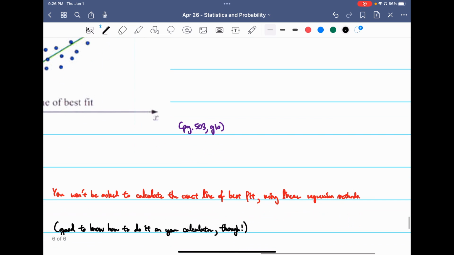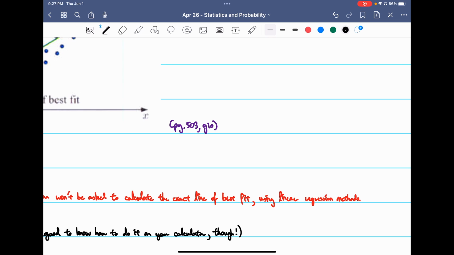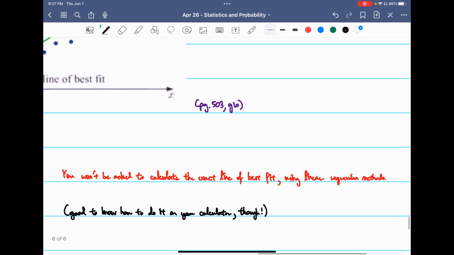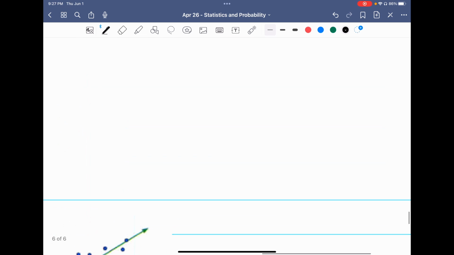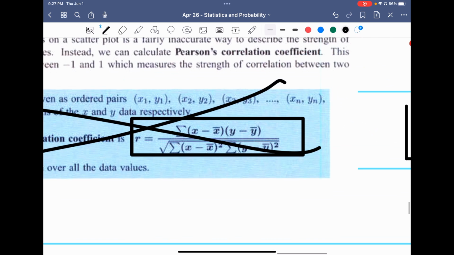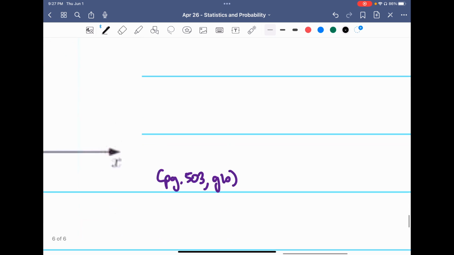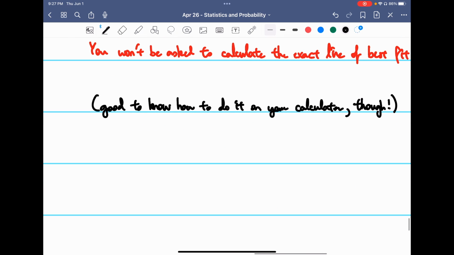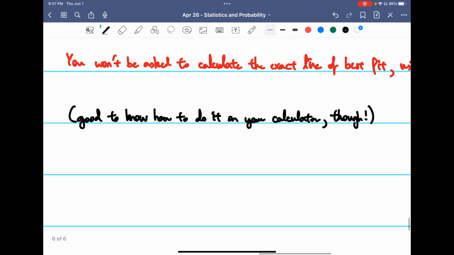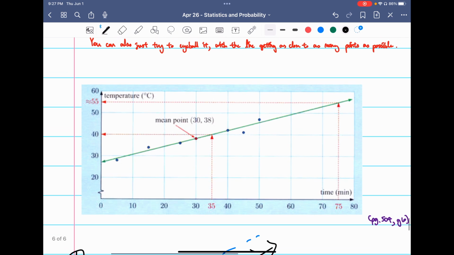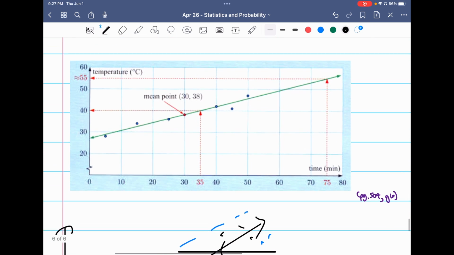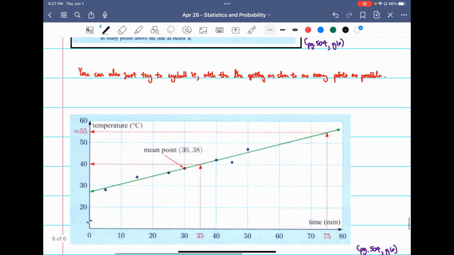Okay, let's see. Yes, you won't be asked to calculate the exact line of best fit using the linear regression method. The linear regression method is the ugly looking equation like this one right here. It's good to know how to do it on your calculator though. Yes, that's a tip, but not for your test. Not yet. So this is an example of how you would draw a line of best fit.